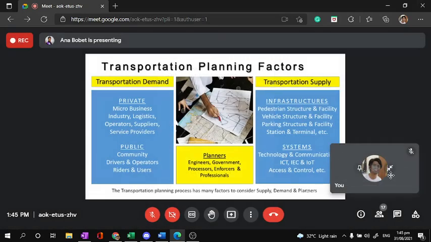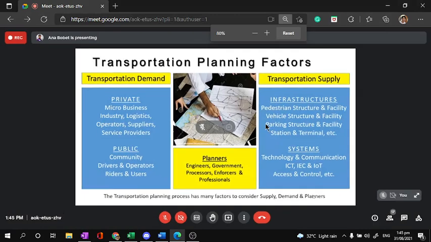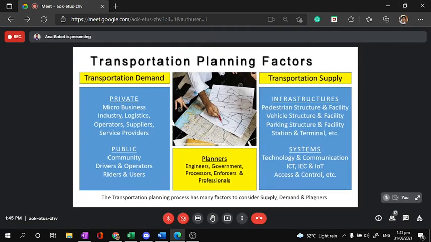So we made mention last time that when we have infrastructure systems and programs implemented for transportation engineering application, there are factors to be considered in its implementation, namely the one who will use it, which is related to demand, and the one that has to be constructed or put in place, either infrastructure systems or programs, which is supply. And the ones who organize and plan these things are the engineers, the government, the processors, enforcers, and professionals like us.